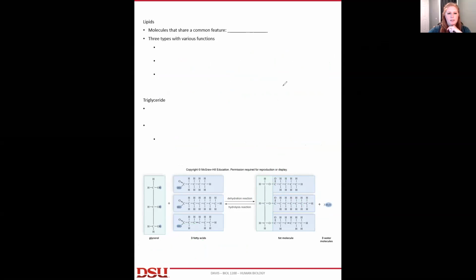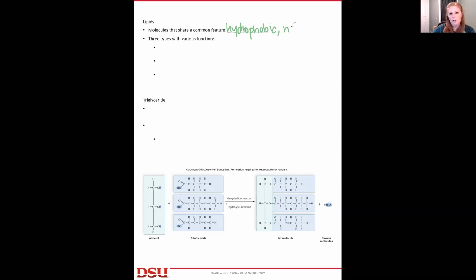All right, let's look at lipids. So lipids share a couple of common features. They are hydrophobic, meaning if you remember, they do not like water. They are hydrophobic, and they are non-polar. Both of those things mean that lipids don't dissolve in water. Okay, water can't break it down.